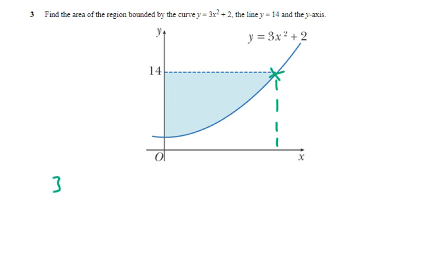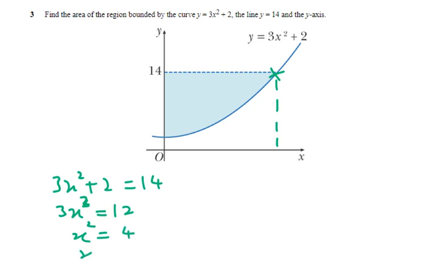So letting 3x squared plus 2 equal 14. Solving this, 3x squared will be equal to 12, and then x squared will be equal to 12 over 3, which gives you 4. So x will be equal to plus or minus 2. But in this case, it should be positive. Hence, x is equal to 2 here.